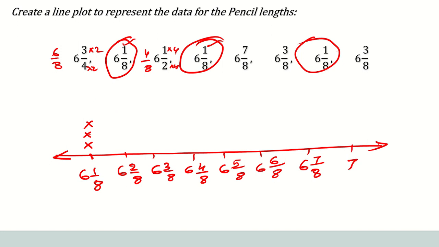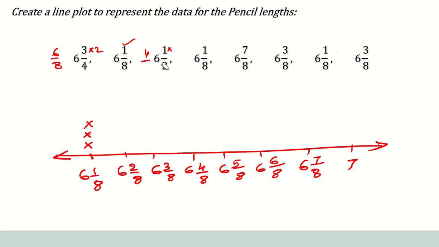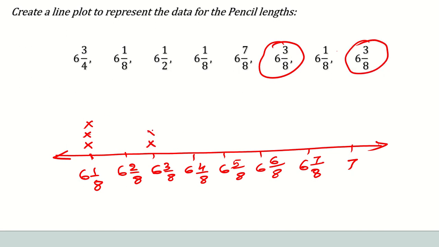Now 6 and 2 over 8 we don't have, so no need to put any cross here. 6 and 3 over 8, do we have? Yes, it is here one time only. I'll erase it. Okay, let me erase all the things, then you will understand. This is 3 over 8 one time, 2 times, then only 2 times, so 2x you make here.